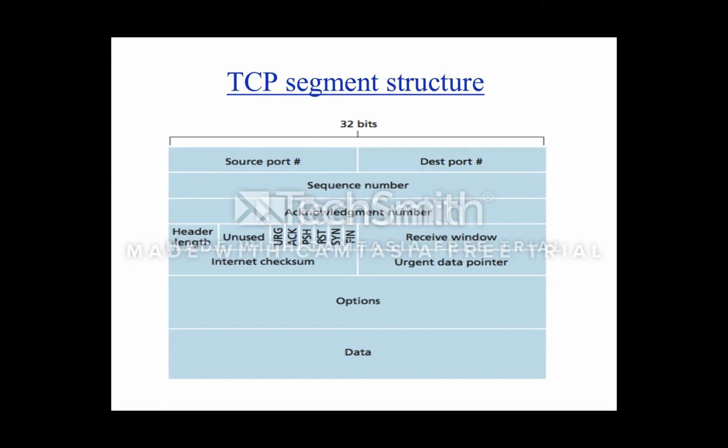The location of the last byte of this urgent data is indicated by the 16-bit urgent data pointer field. TCP must inform the receiving side upper layer entity when urgent data exists and pass it a pointer to the end of the urgent data. In practice, the PSH, URG and the urgent data pointer are not used. That's about the TCP segment structure.